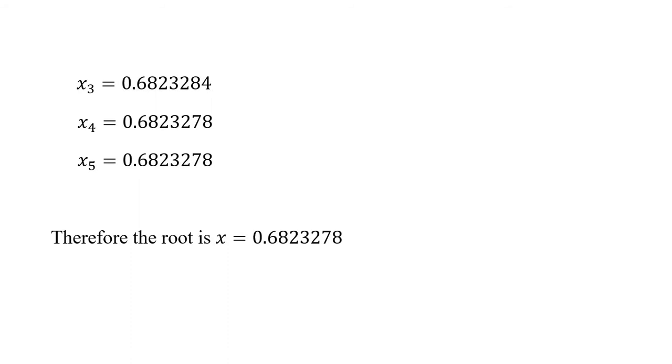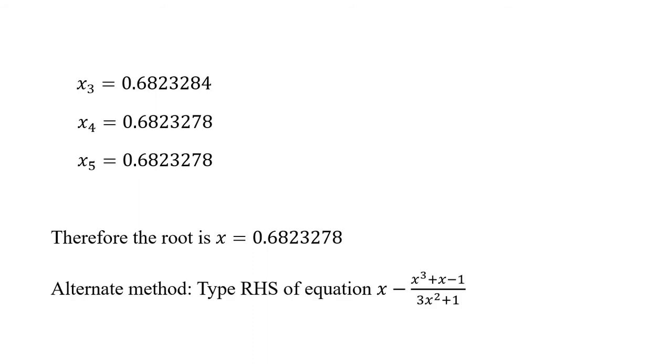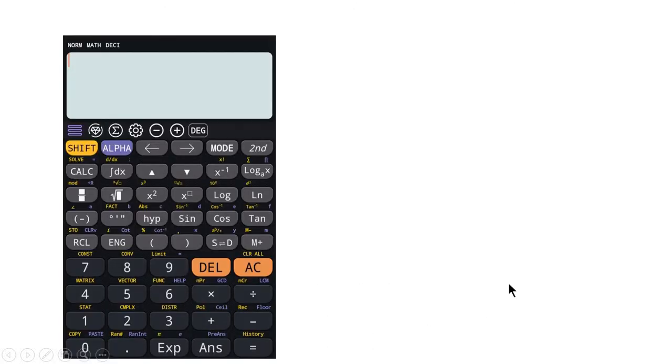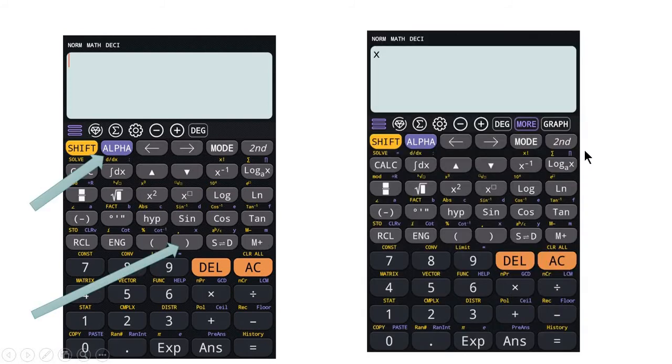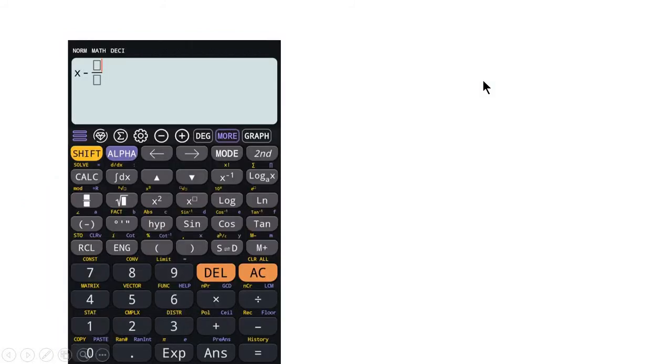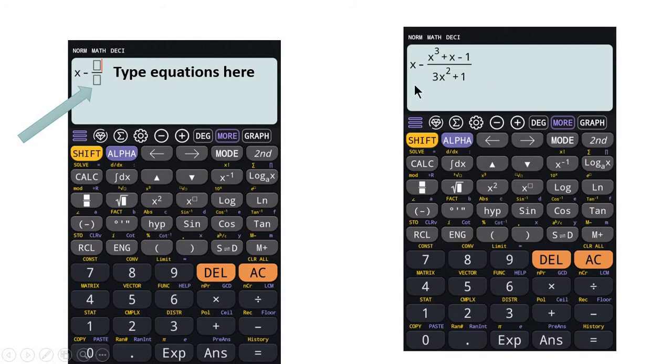Since it is a tedious job for us to type the different values of x each and every time and then use the calculator, I will tell you an easy method to use the calculator. Now type the right hand side of the equation, x - f(x)/f'(x). This is your calculator. Press alpha, bracket, you will get x. Now press minus, fraction, you will get this. Type your equations here, that is, numerator is f(x) and denominator is f'(x). You will get this equation.